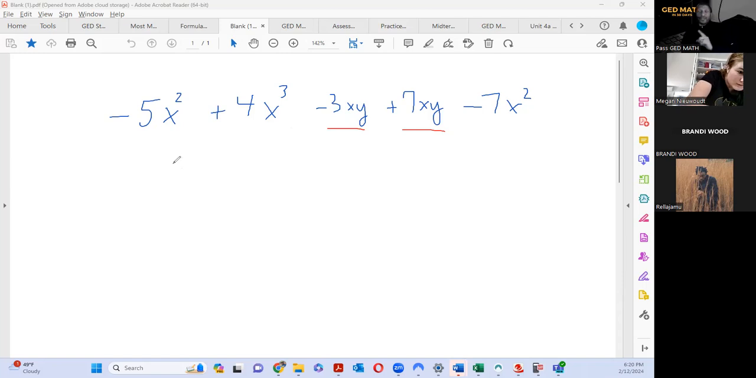Okay, so I see where you're making your mistake. Remember, we are looking at the variables first. That's how you can describe a like term. These both have xy. That's why these are like terms. 4x to the third and 7x squared are not like terms. We're looking at the variable. So we're looking for x squared. These are like terms.